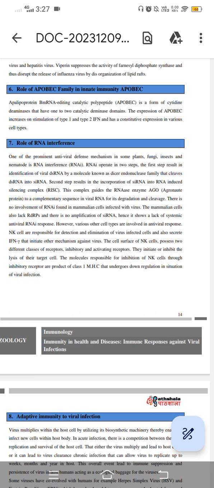There is no involvement of RNAi found in mammalian cells infected with virus. A mammalian cell also lacks RdRp-mediated amplification of siRNA. Then adaptive immunity to viral infection will be there.